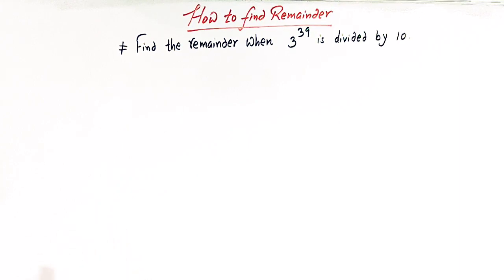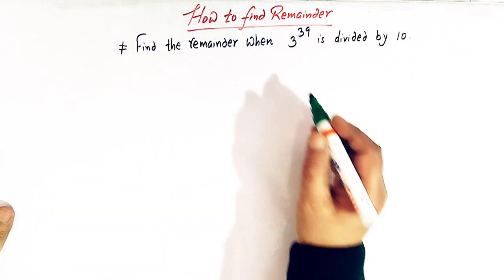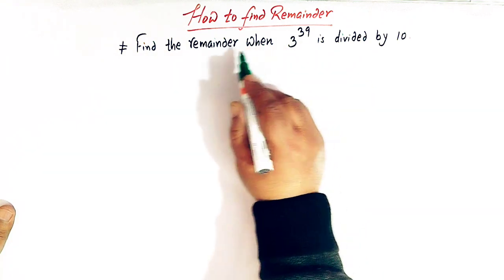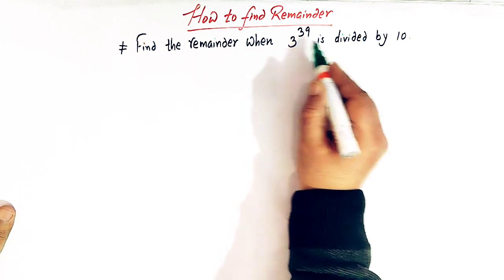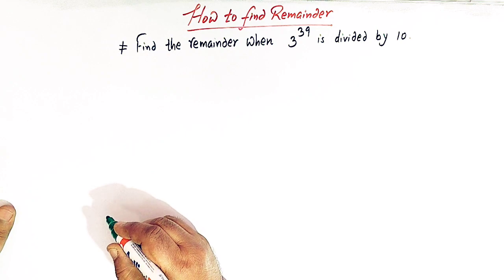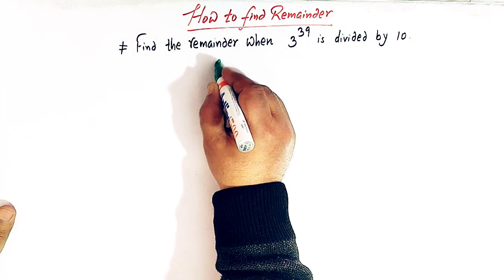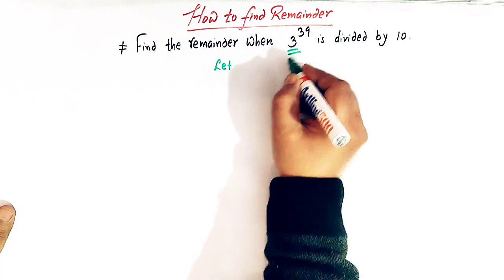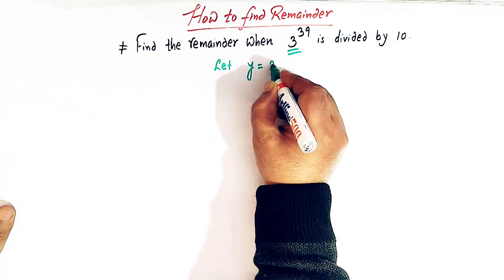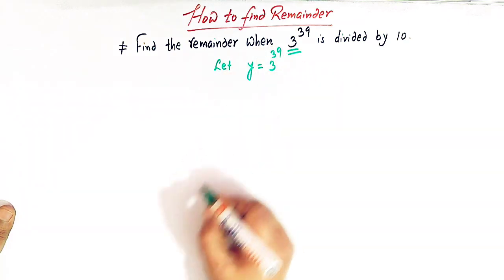So let us start and take these problems one by one, and we'll also see the concepts when we solve these problems. Here we have to find the remainder when 3 raised to 39 is divided by 10. So let y be equal to 3 raised to 39.